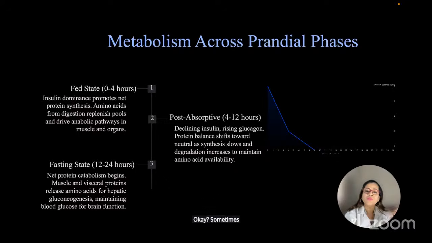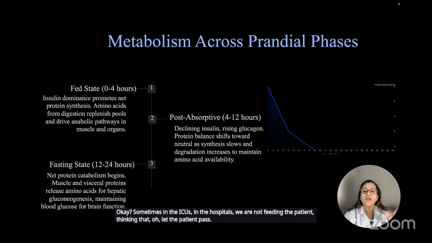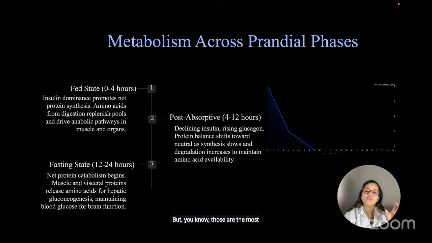Okay, sometimes in the ICUs, in the hospitals, we are not feeding the patient, thinking that, oh, let the patient fast. But those are the most dangerous times, where the patient can have a depletion of amino acids and breakdown of muscles. Yeah, it does happen even in religious fasts, where there is prolonged stress, in diabetes, in obesity, in ICU. Some people do intermittent fasting. Okay, so the body is metabolically actually very, very flexible, and it will respond to how much food you are giving the body.